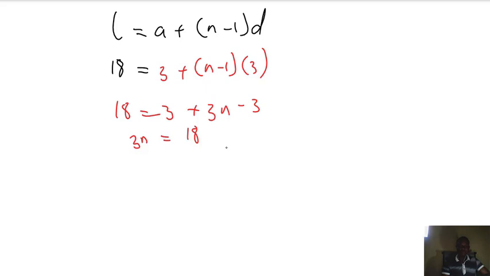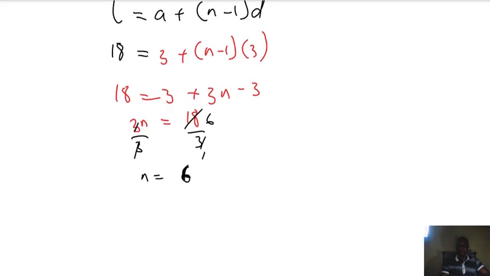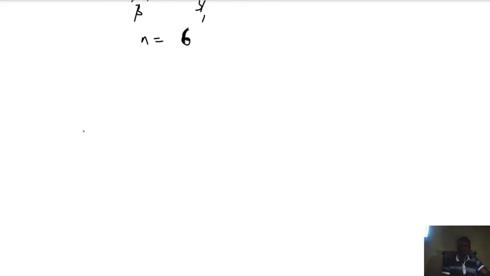We divide both sides by the coefficient of n, which is 3. So this 3 cancels this 3, and 3 goes into 18 six times. So we have n equal to 6, meaning the series has 6 terms. Okay, so the question says we should find the sum of the series.